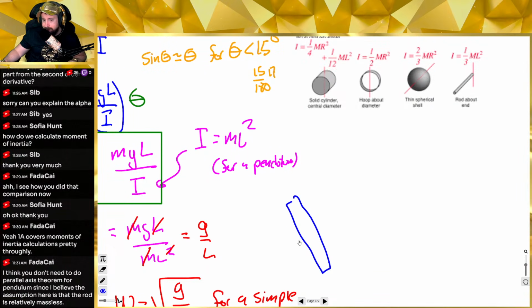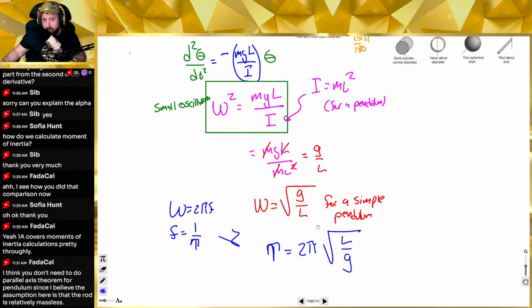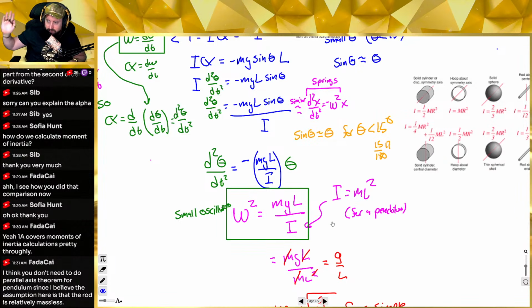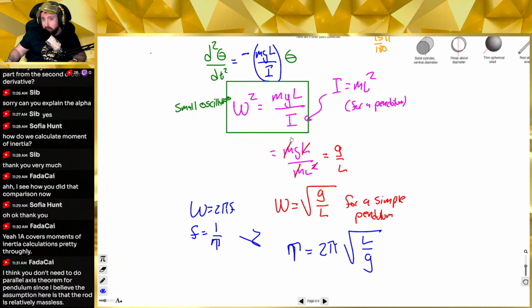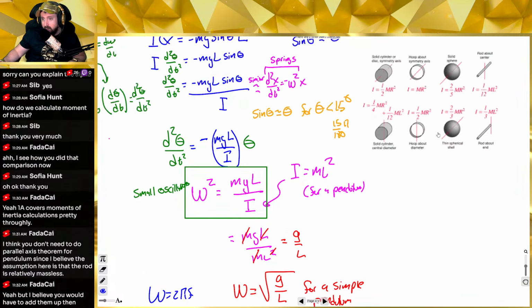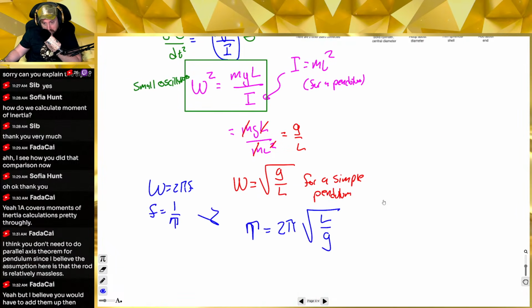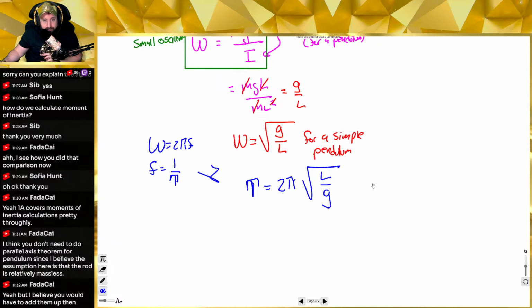Yeah. Cool. I forgot that for the simple case the pendulum is just a string and a mass. It could also be a rod, but if the rod has mass, then you would need to replace this I with this. And you'd have to add them up. Yeah, totally. Okay, cool. Good.